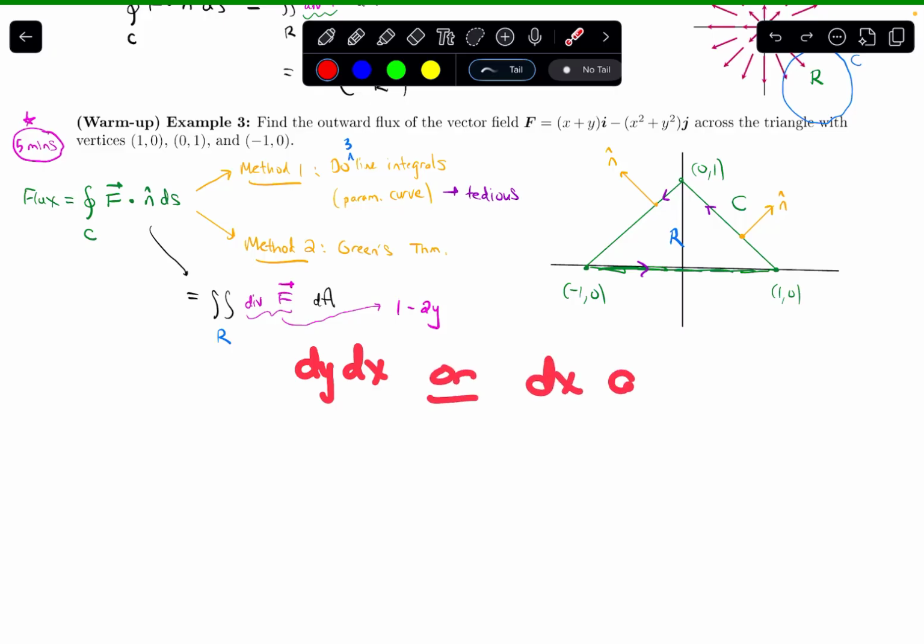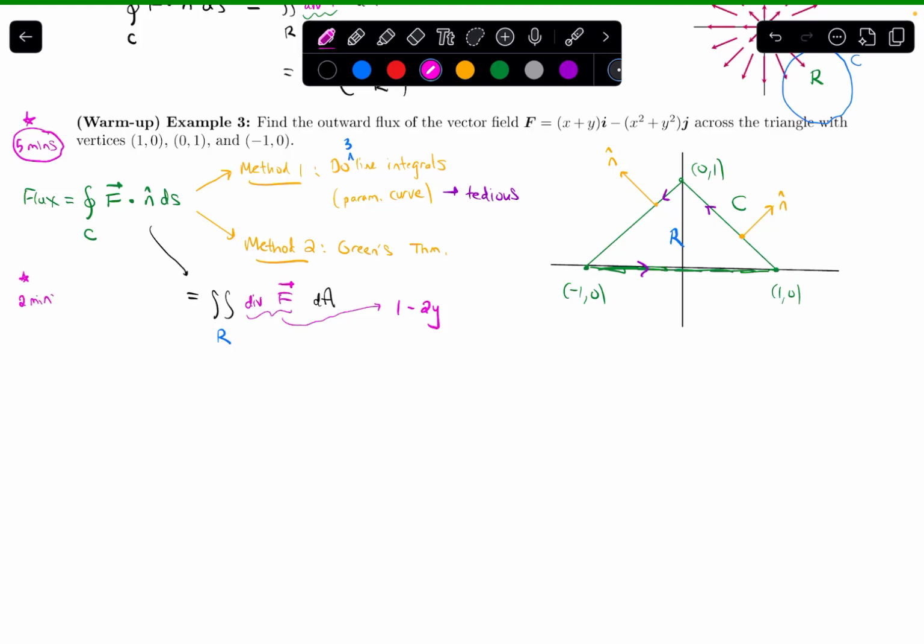So at this point, I want to have you do another kind of mini pause. Give yourself 2 minutes to see if you can figure out which order is going to be better. It's good review of our double integrals. Which order is better? So pause it in 3, 2, 1. Pause it and think about that.